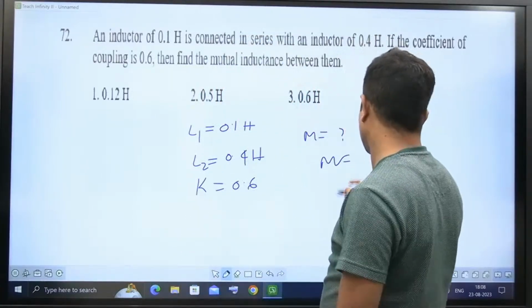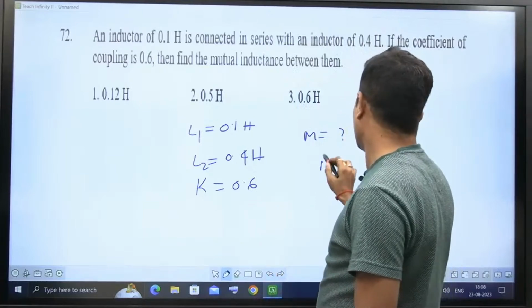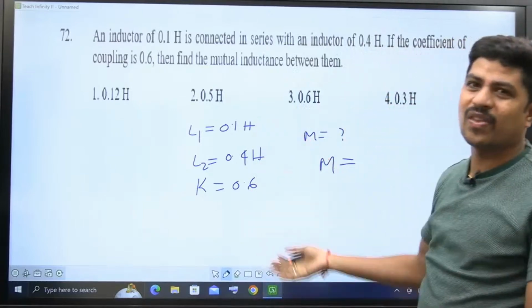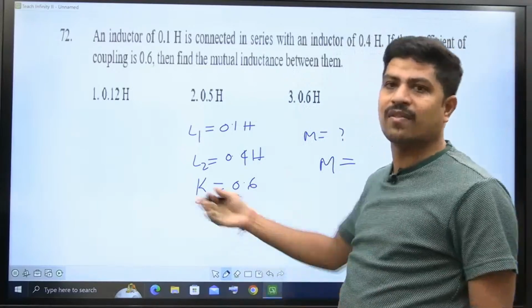Directly M is equal to... I don't know what happened to that fellow. Total 3 questions are given on the same topic. We are going to find one more question on the same topic.